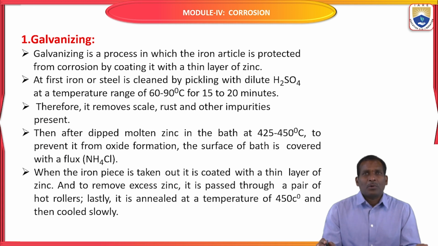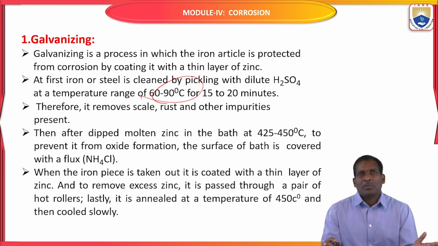Galvanizing is a process in which the iron article is protected from corrosion by coating it with a thin layer of zinc. What is the temperature? First the iron steel is cleaned by pickling with dilute H2SO4, at a temperature range of 60 to 90 degrees centigrade for 15 to 20 minutes. But the galvanizing temperature is 40 degrees centigrade; the process is applied at this 40 degrees centigrade.